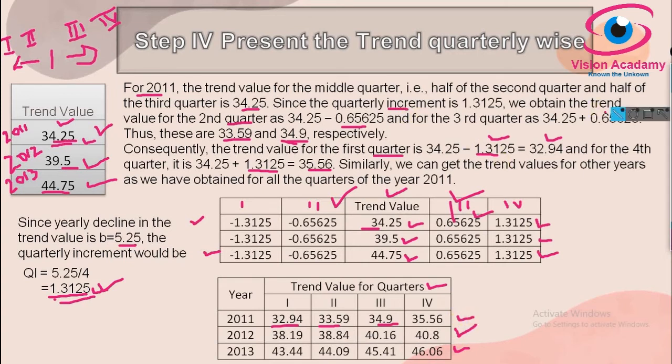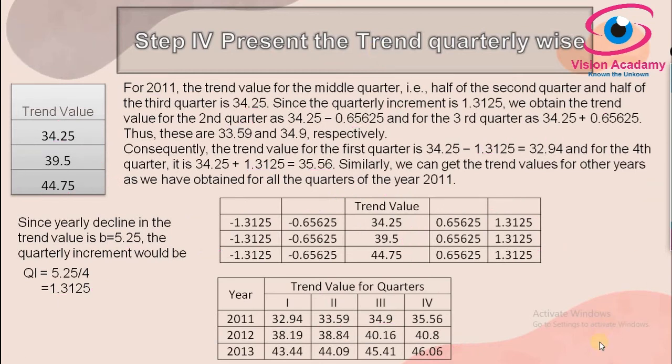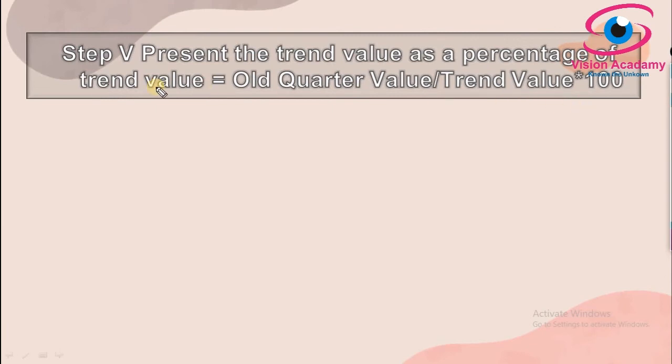So by this we finished the trend value, presenting the trend value quarterly wise. So let us move on to the next step, that is step number 5. Step number 5 is again very important. What does it do? Now we have to present the trend values. In the last step, the fourth step, we obtained trend values. So now we have to present the values as a percentage of trend value.